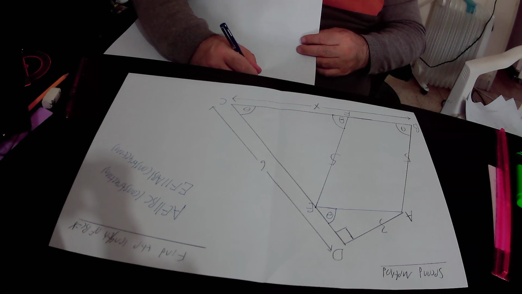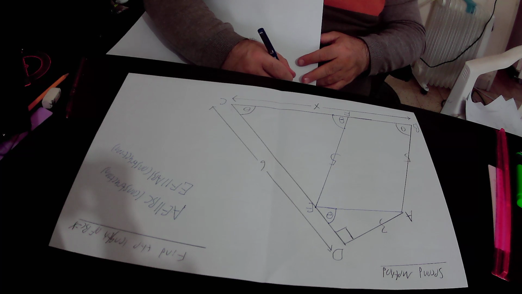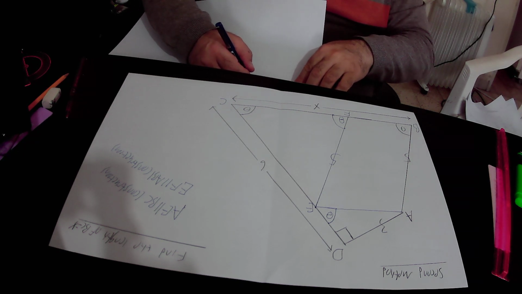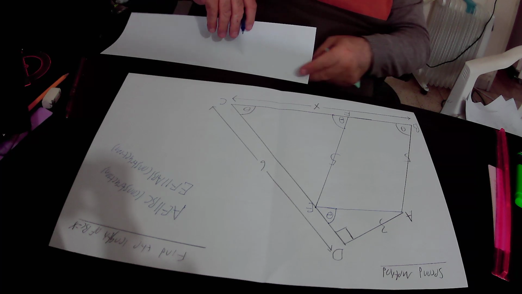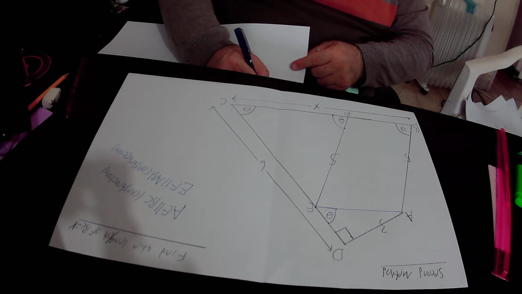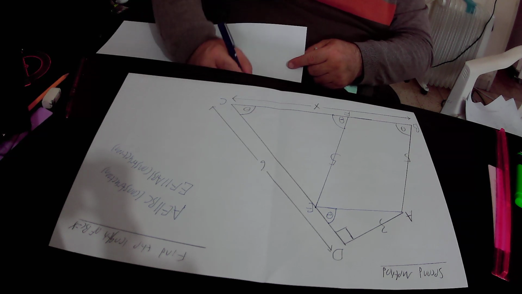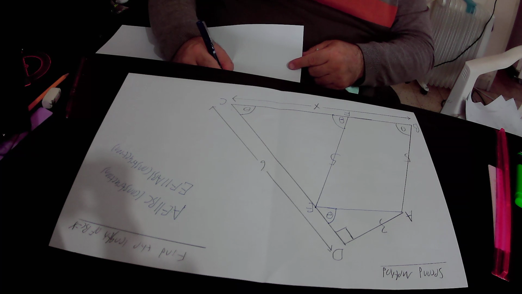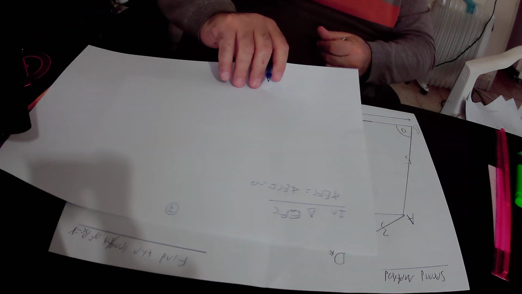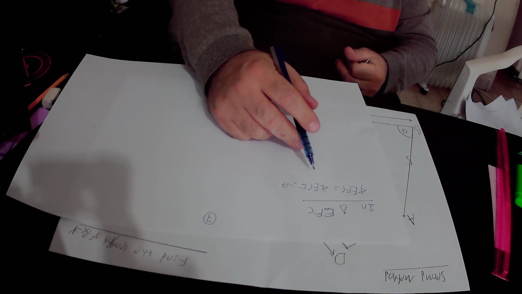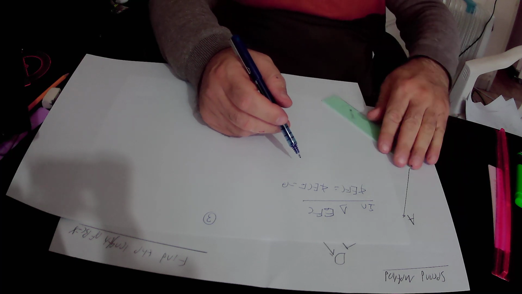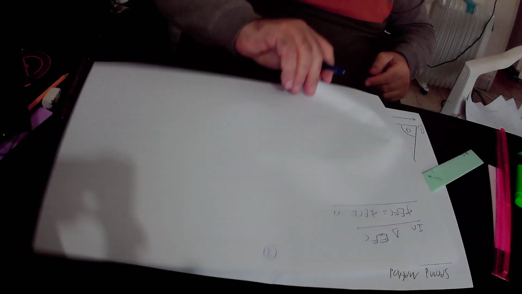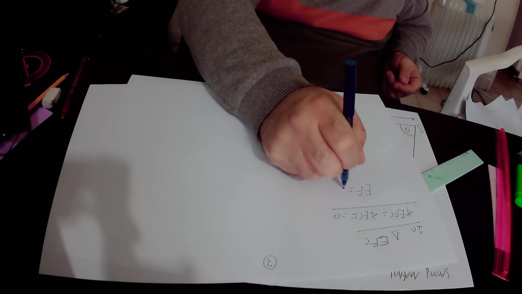In triangle EFC, because angle EFC equals angle ECF, and they're both equal to theta, we derive that side EF equals side EC.